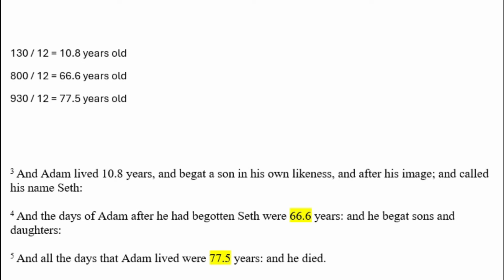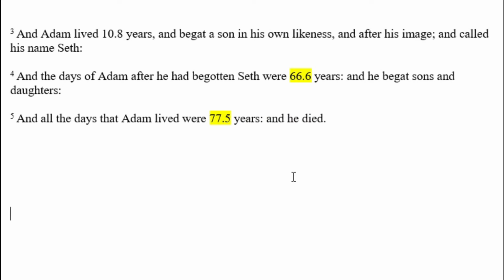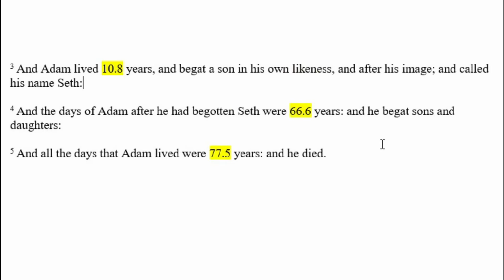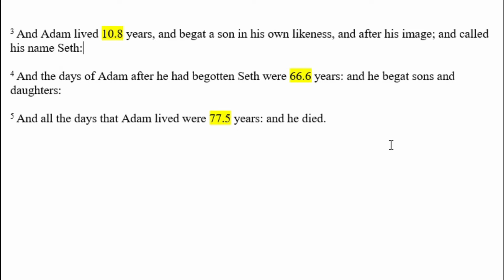So if we reworded that to what you are suggesting as a conversion, it would say, and Adam lived 10.8 years and had a son like him. And then after he lived another 66.6 years, he had sons and daughters. And then he died after 77.5 years. So we need to believe that 10.8 years is how old Adam was before he had his first son. Is that possible? I don't know. Maybe. It wouldn't have been for me. I think that's a little bit early for most kids. That's kind of pre-puberty.